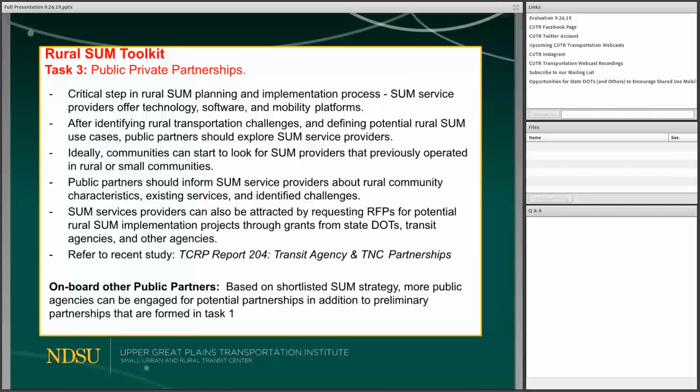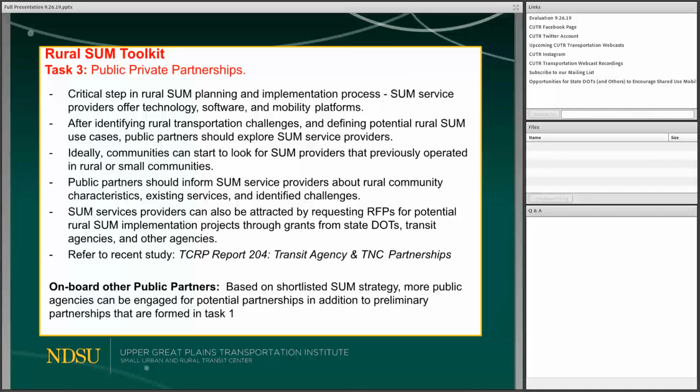So this is considered a critical step, and while looking for shared use mobility providers, the community could start to look for providers that have operated previously in rural communities. These providers could have more knowledge about unique rural challenges and mobility needs, and they could cater to the needs of other rural communities as well. But rural communities could also attract shared use mobility providers through RFPs or grant processes.